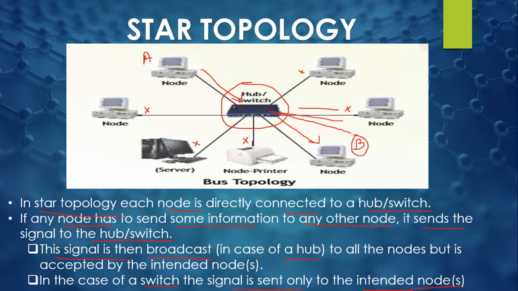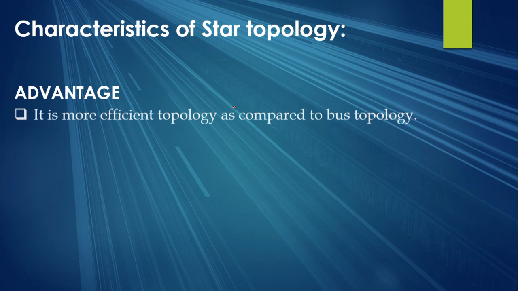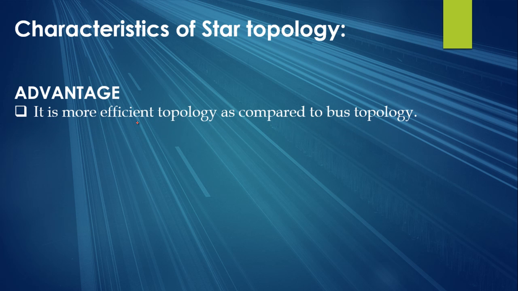Okay, so these are the points regarding the working of the star topology. Now let's come to the characteristics of the star topology. First, we'll discuss some advantages. It is a more efficient topology as compared to the bus topology. A central connecting device is required, and we can connect any number of devices which can be supported by the central device.